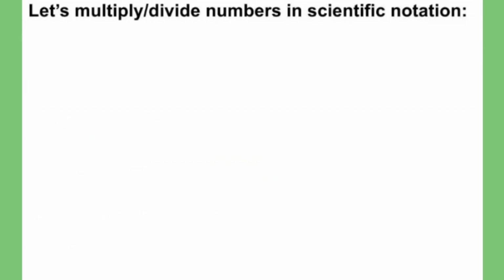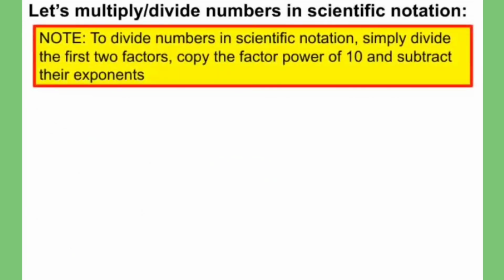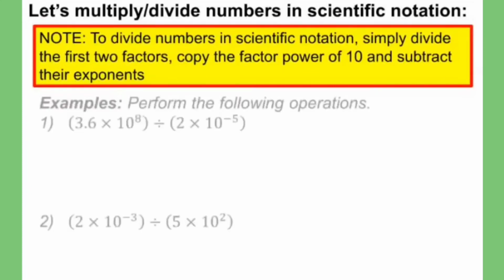Now, what about if we divide? To divide numbers in scientific notation, simply divide the first two factors. Then, we copy the power of 10 and subtract their exponents. In multiplication, we add the exponents. In division, we subtract the exponents. So let's have the following examples.